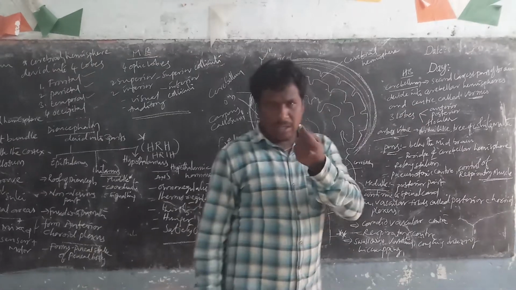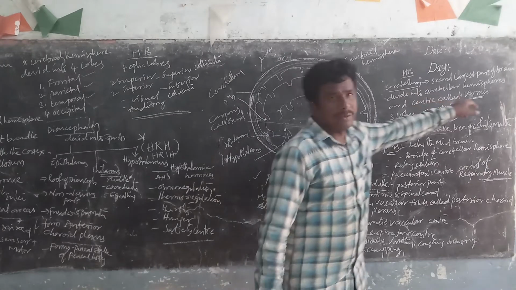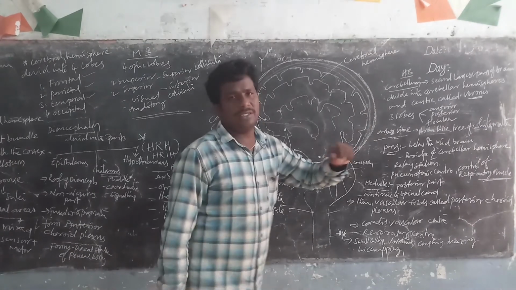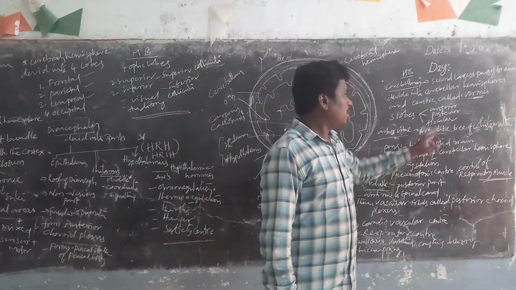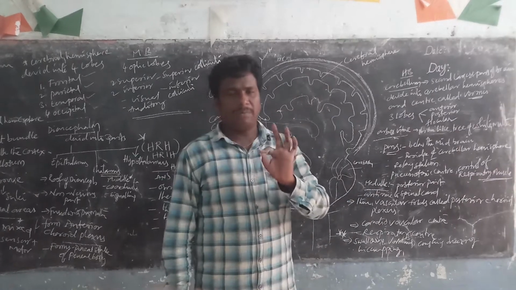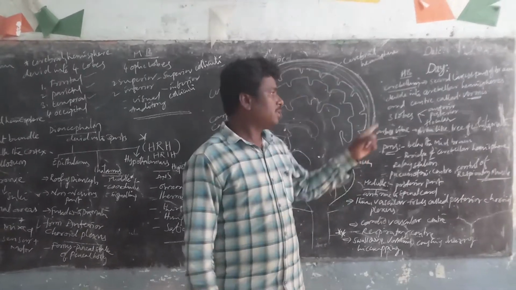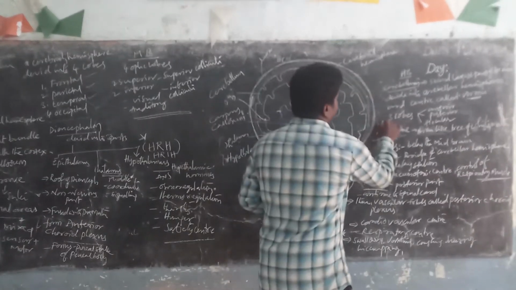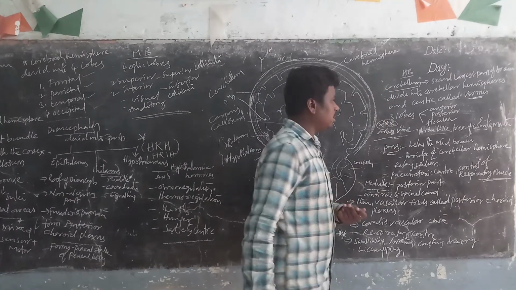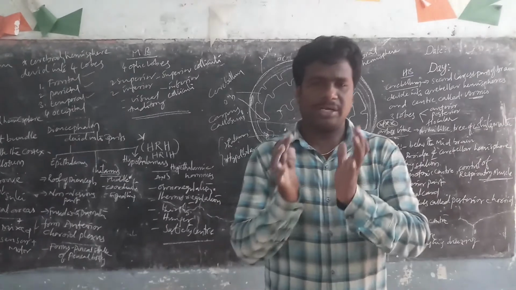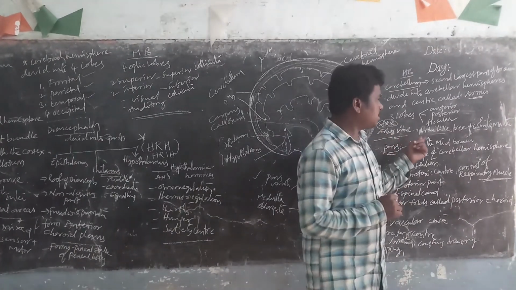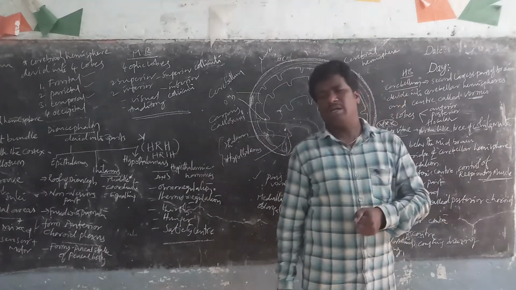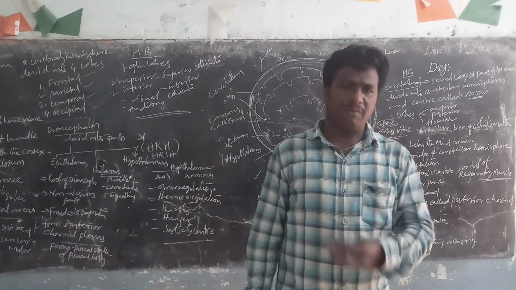The one connecting them is called the vermis. Cerebrum has four lobes, and the cerebellum has three lobes: anterior, posterior, and flocculonodular. Another important part is the arbor vitae, which branches like a tree. This tree-like appearance is present in the cerebellum. The white matter of the cerebellar hemispheres is called arbor vitae.